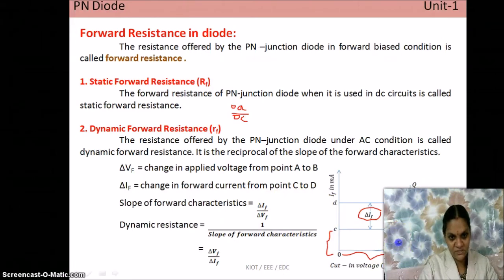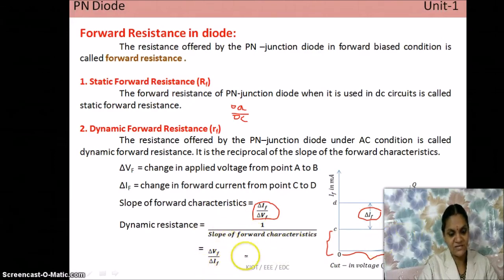When you take a slope here, touching at this point E, this is the slope line. If you get a slope like this, so this is dy and this is dx. This dy means, in the sense, del IF. So when you take the slope, slope is nothing but dy by dx, del IF divided by del VF. See here, del IF divided by del VF, this is the slope. When you take the reciprocal of the slope, you will get this value.